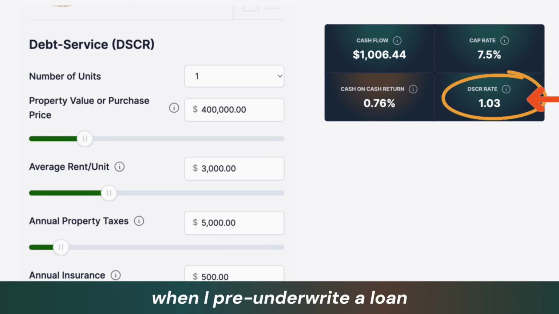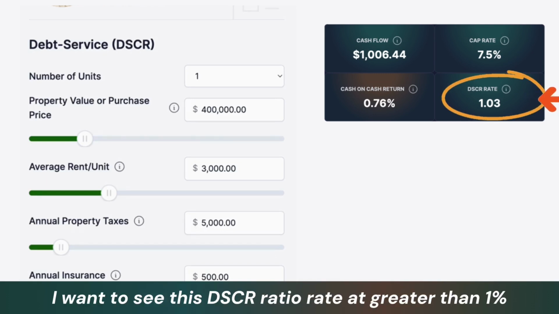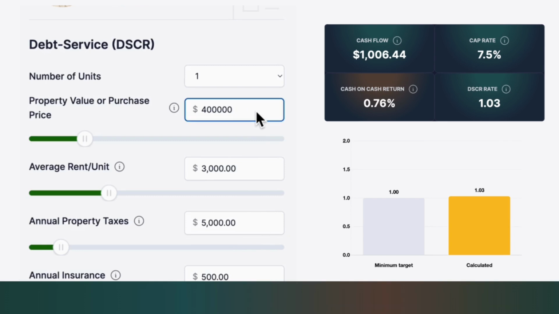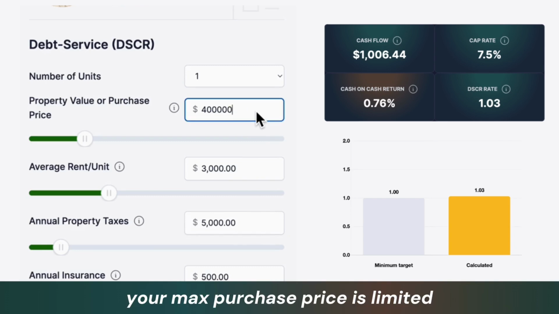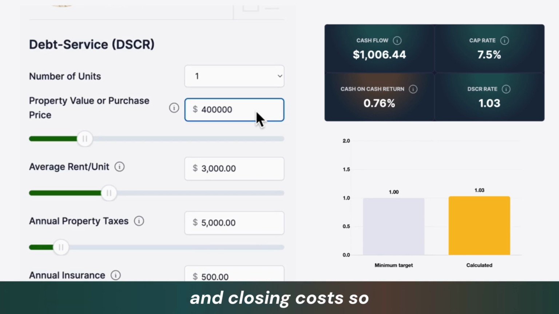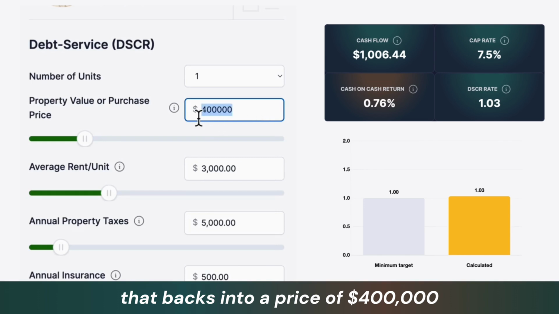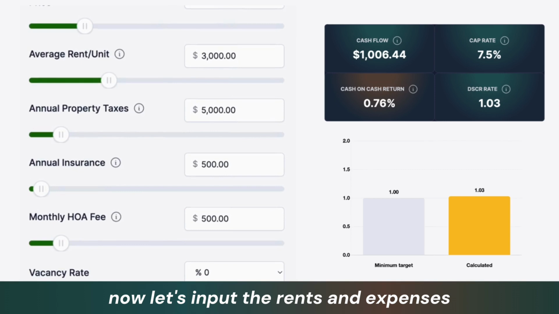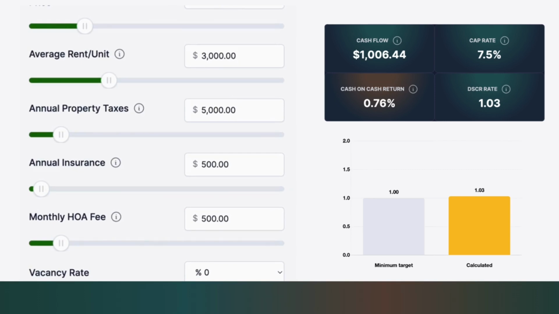When I pre-underwrite a loan, I want to see this DSCR ratio at greater than 1%. Let's start with the purchase price. Your max purchase price is limited by how much savings you have towards the down payment and closing costs. So if you plan to invest $120,000 towards the down payment, ideally a 30% down payment, that backs into a price of $400,000. Now let's input the rents and expenses.